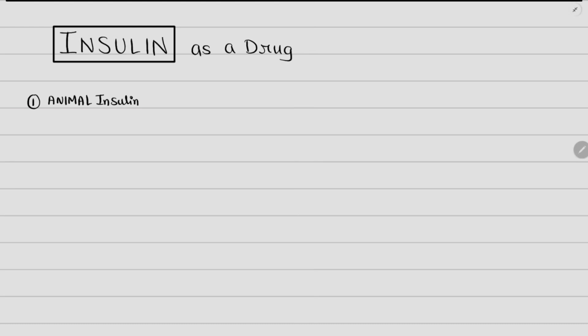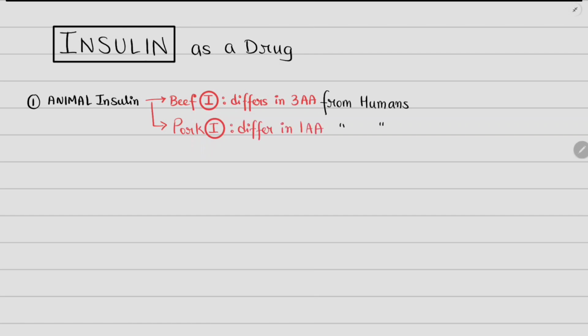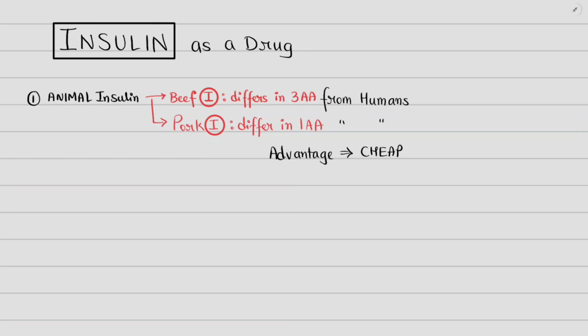Now let us study insulin as a drug. Now number 1, animal insulin. There are many sources of animal insulin including beef insulin or pork insulin. Now beef insulin differs in 3 amino acids from actual human insulin and pork insulin differs in 1 amino acid from humans. Therefore, in this case, pork insulin should be better than beef insulin as it is very similar to the human insulin. Now advantage of using animal insulin: very cheap. Now examples of animal insulin are regular insulin, NPH insulin, neutral protamine Hagedorn and lente insulin.